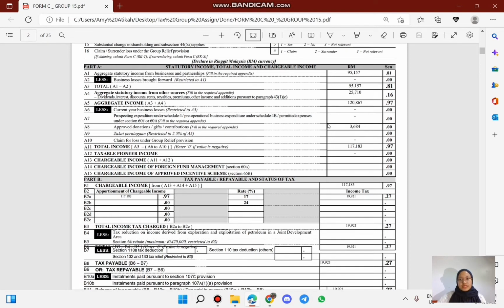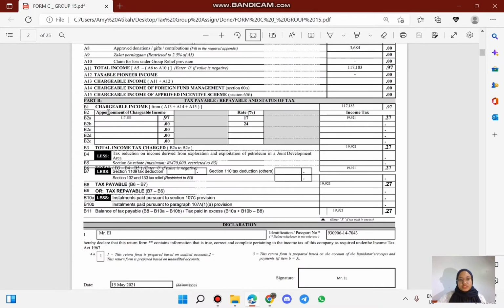Then we add the total with the aggregate statutory income from other sources to get aggregate income. Then we have to minus the current year business losses. We don't have prospecting expenditure under Schedule 4. We don't have approved donation. Zakat perniagaan, we don't have. Claim for loss under group relief provision, we don't have. So the aggregate income minus the approved donation, we get total income.